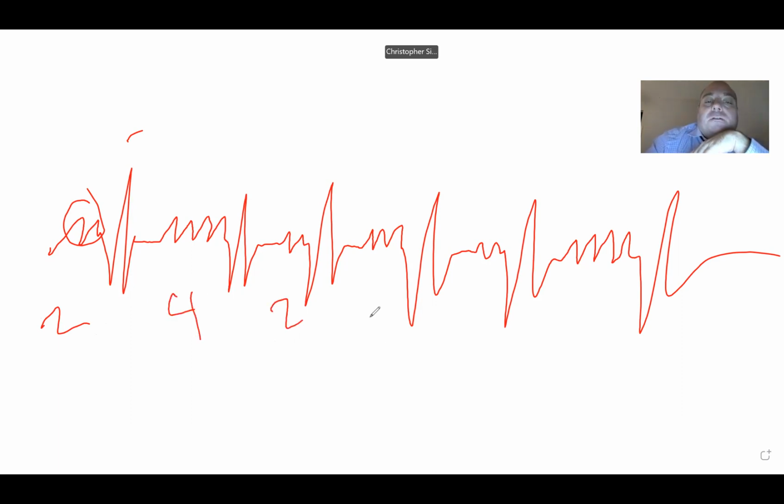We got 2 flutter waves to a QRS, 3 QRS, 2 QRS, 4 QRS, so on and so forth. So we have a different amount of flutter waves for every QRS. We would say we have a flutter with variant conduction. Sometimes you might hear the term a flutter variable conduction or a flutter variant conduction. It's all the same thing, just matters on the words, okay? They're just words. All right, so that is a flutter.